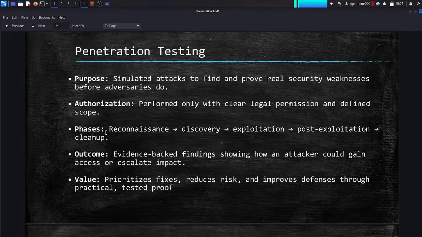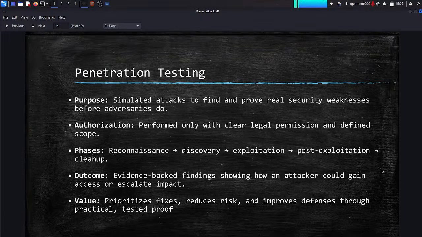So what are the outcomes of penetration testing? Evidence-backed findings showing how an attacker could gain access. We will create a demo or pseudo attack and record each and every step of how we performed the attack. We will submit that report to the organization so that they can secure their system at each step I have exploited.